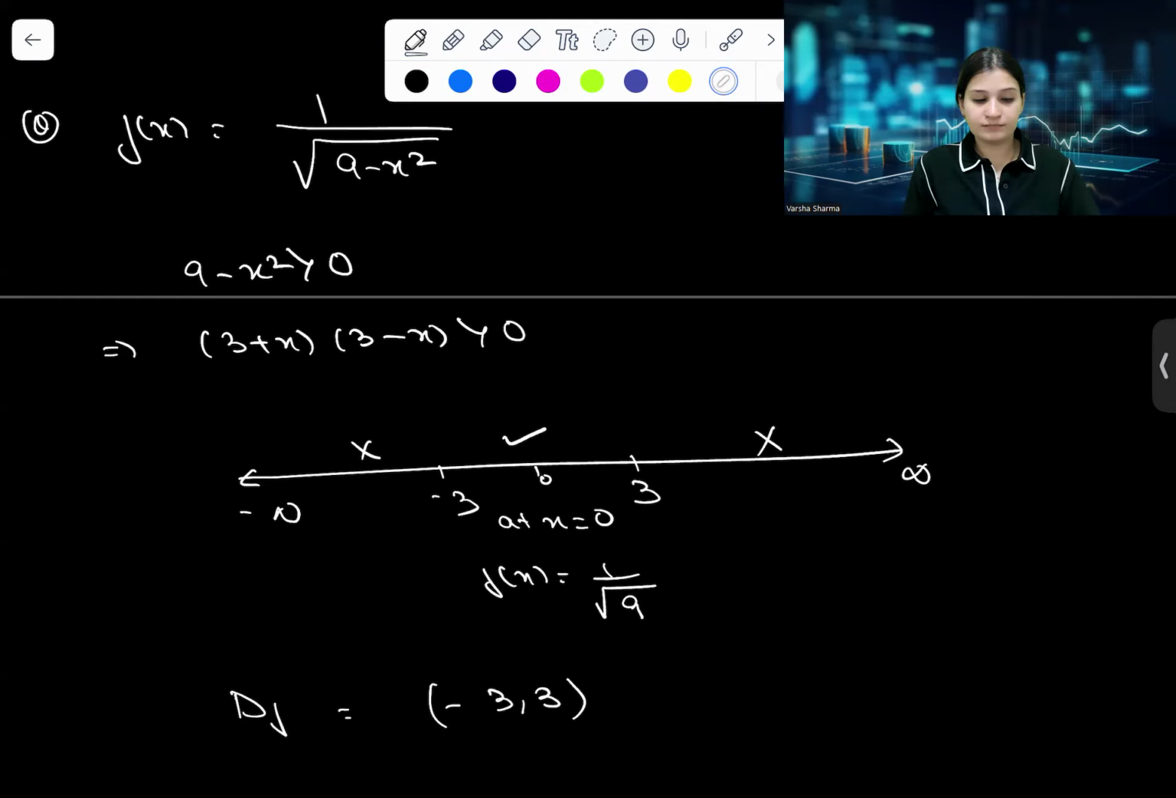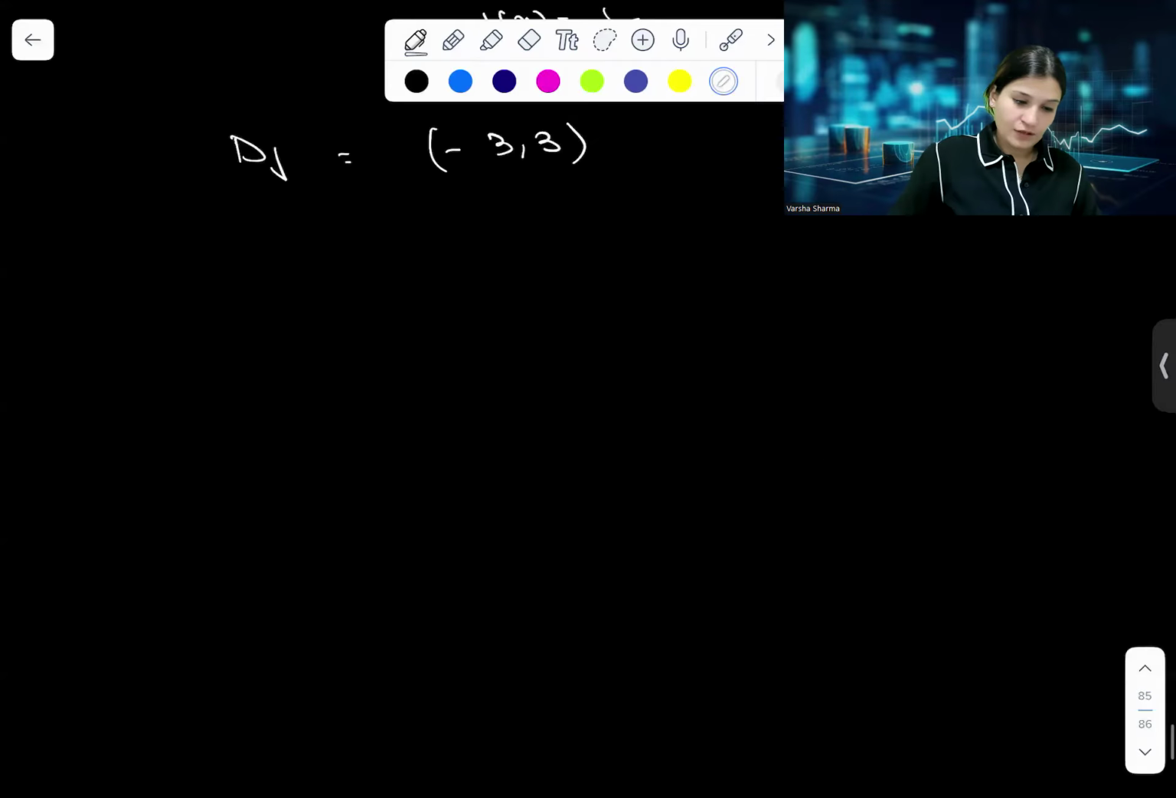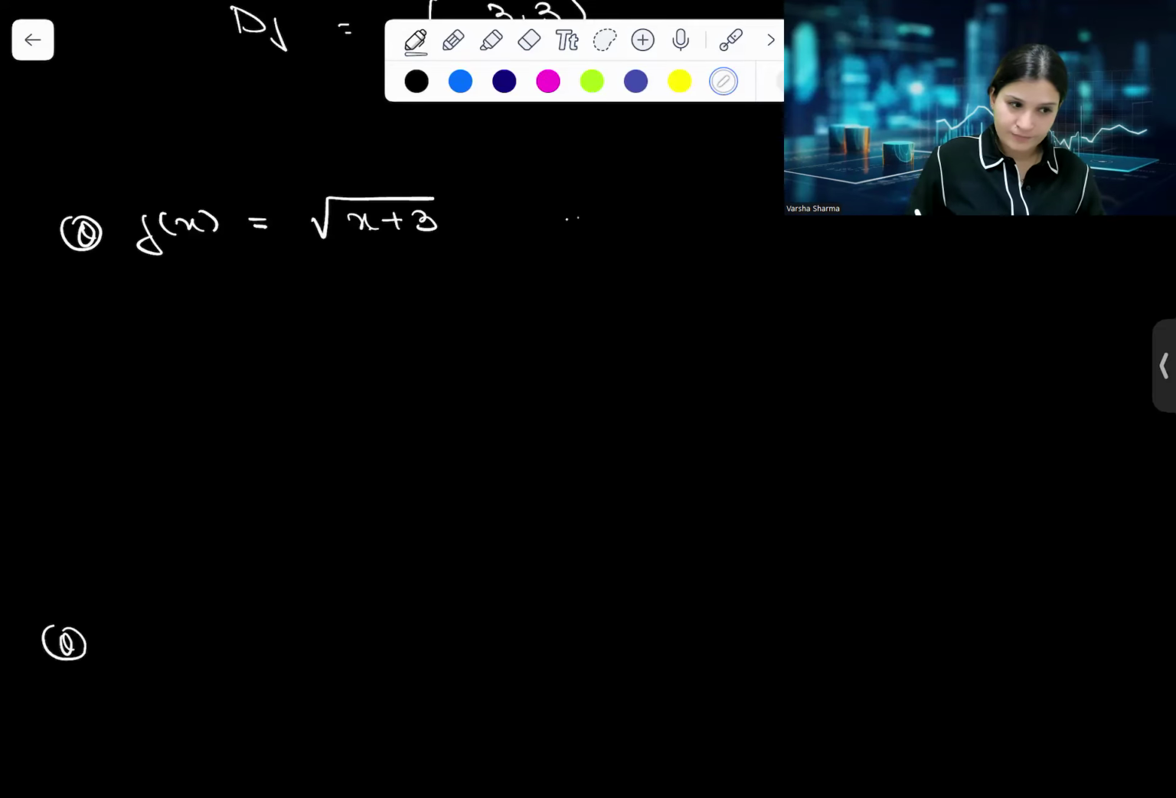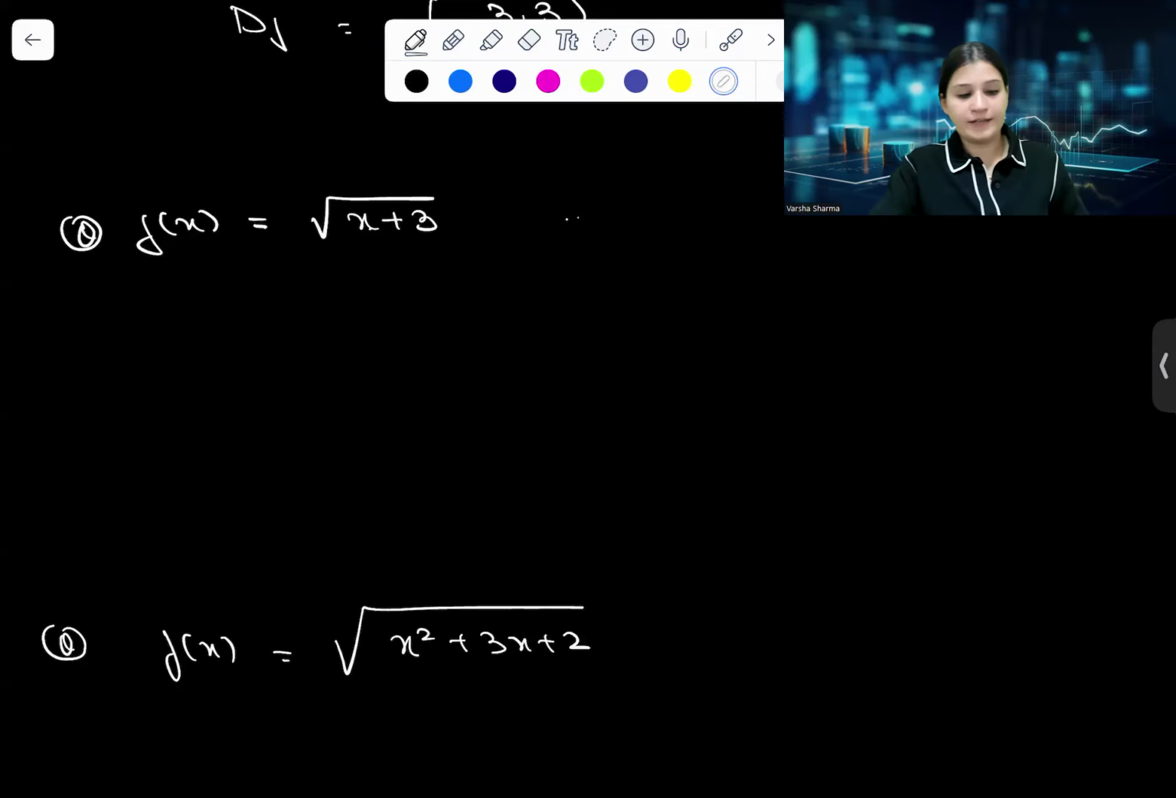Everybody clear? All of you clear, guys? Question. Under root x plus 3. Under root x squared plus 3x plus 2. Try.